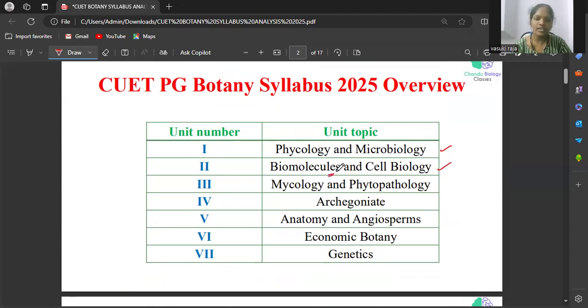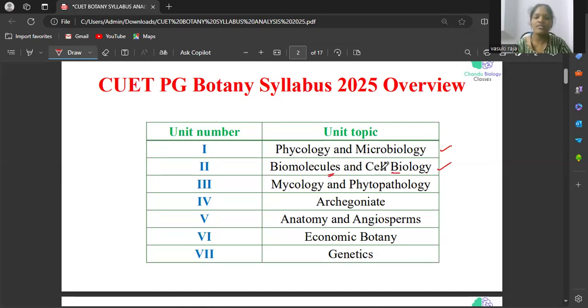When it comes to biomolecules, we can segregate them into carbohydrates, proteins, lipids, and nucleic acids. For carbohydrates, we have to study carbohydrate metabolism and carbohydrate chemistry. For lipids, lipid metabolism and lipid chemistry. For proteins, protein metabolism and protein chemistry. In the same way, nucleic acid metabolism and nucleic acid chemistry. If we study all these things, the entire biomolecules topic will be over.